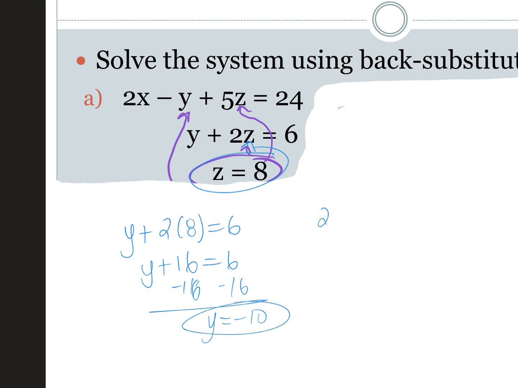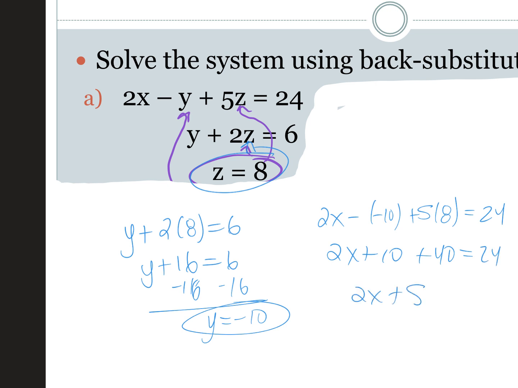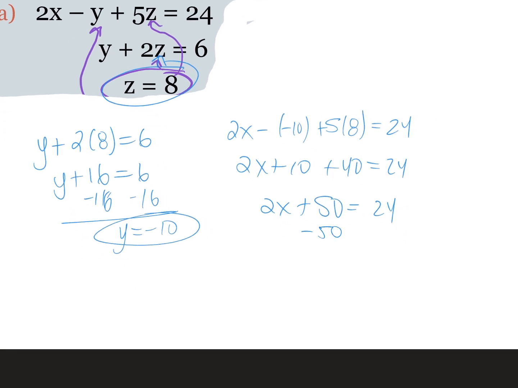And then I'm going to take 2x minus, I'm going to plug in y as -10, plus 5 times, plug in 8 for z, equals 24. So 2x plus 10 plus 40 equals 24. 2x plus 50 equals 24. Subtract 50 from both sides, yeah? 2x equals -26. So what does x equal?